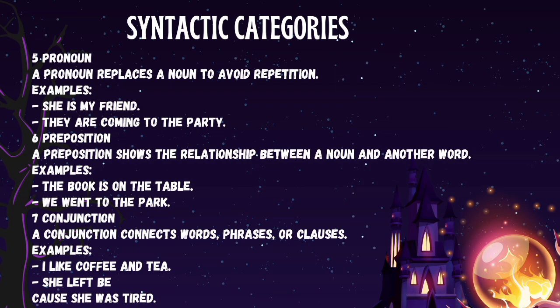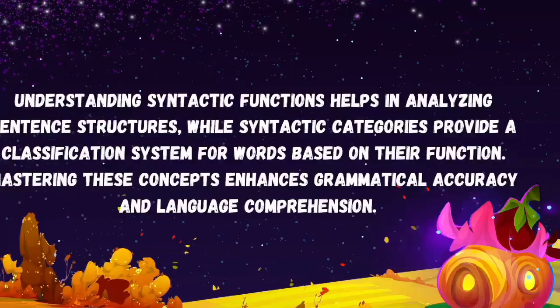6. Preposition. A preposition shows the relationship between a noun and another word. Examples: The book is on the table. We went to the park. 7. Conjunction. A conjunction connects words, phrases, or clauses. Examples: I like coffee and tea. She left because she was tired.